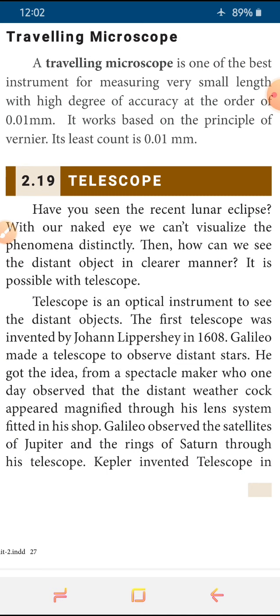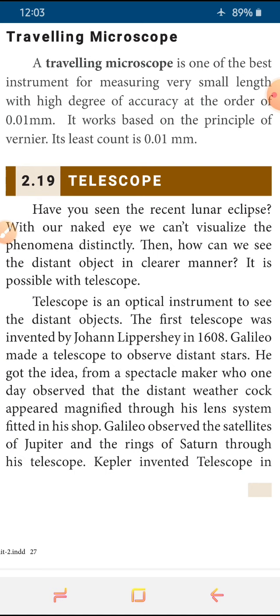Then eye defects were discussed, and how to correct them. After that, we entered the last topic, almost the last topic, the microscope. In that, two types of microscopes were discussed in previous classes: one is the simple microscope and the next is the compound microscope. The construction, working and use, how we can use them, everything was discussed in the last class.